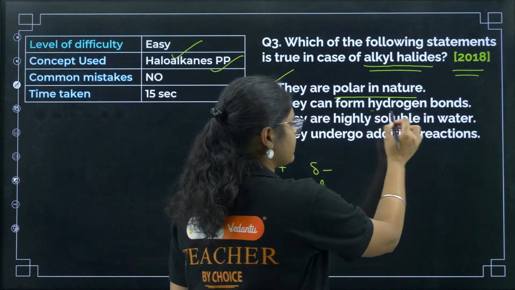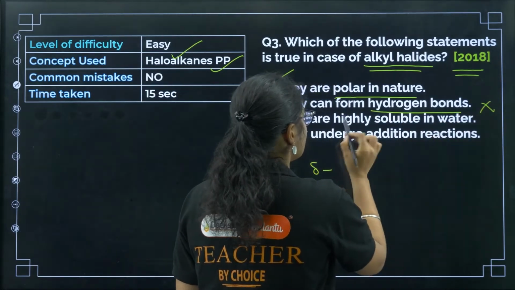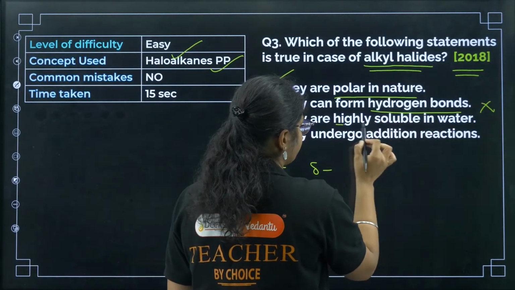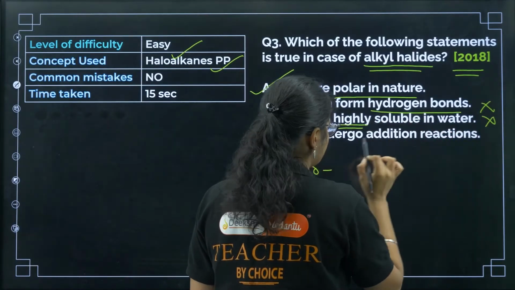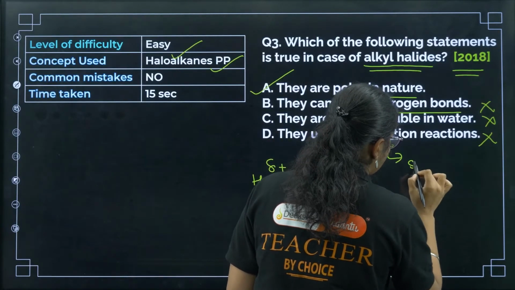They can form hydrogen bonds? No, there is no way they can form hydrogen bonds. This is incorrect because they are not able to form hydrogen bonds. They are not highly soluble in water. They undergo addition reactions? Addition reactions are undergone by double bonds.